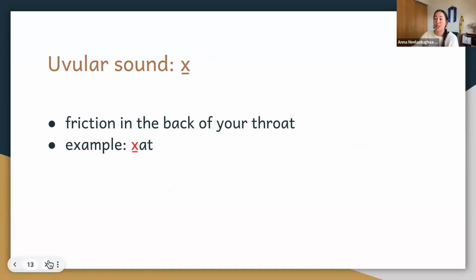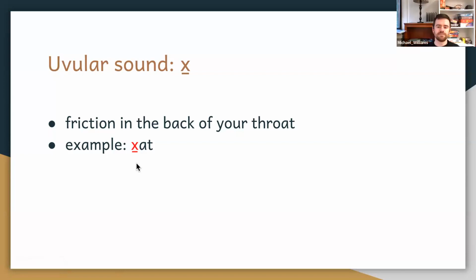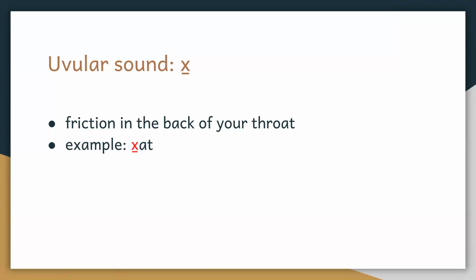Another sound is called a uvular sound. It's underlined. So underlined letters you pronounce in the back of your throat. With an underlined X, you're making friction back here and breathing out the sound. So for example, repeat after me this word, khat. Everyone do just a nice, long, flowy underlined X. Repeat after me.